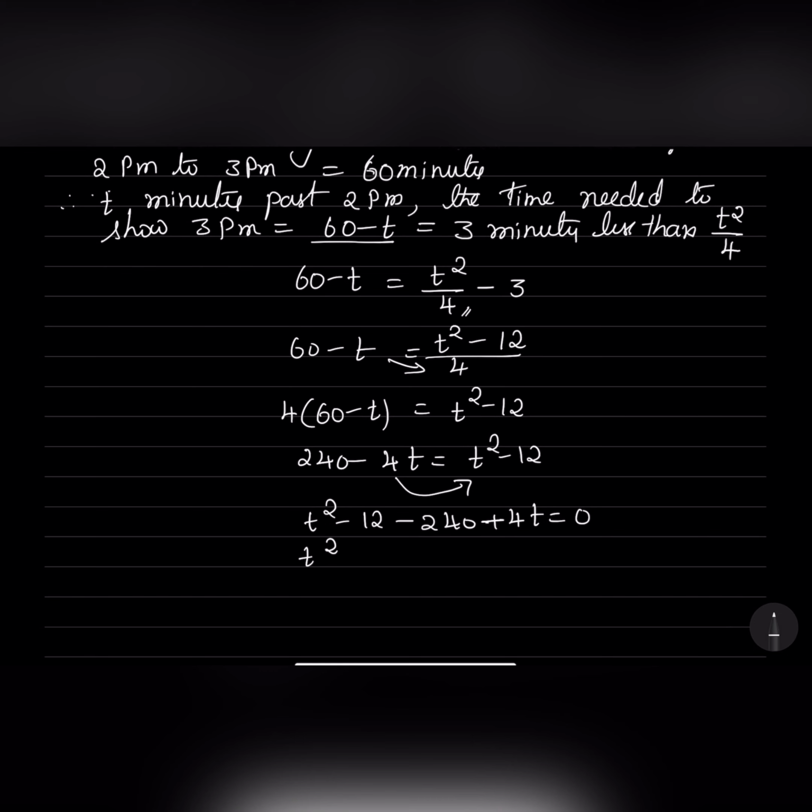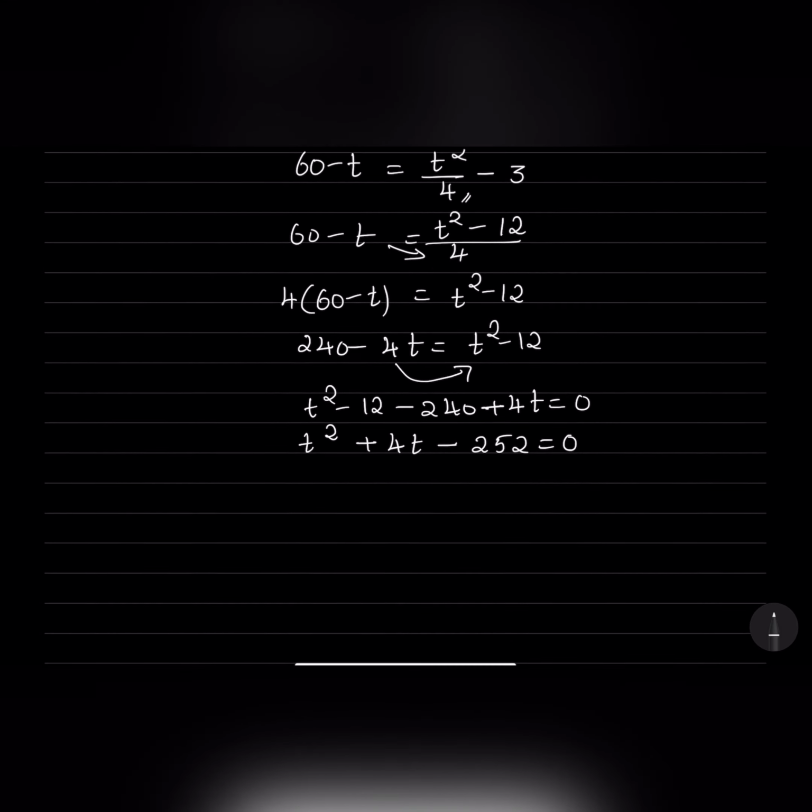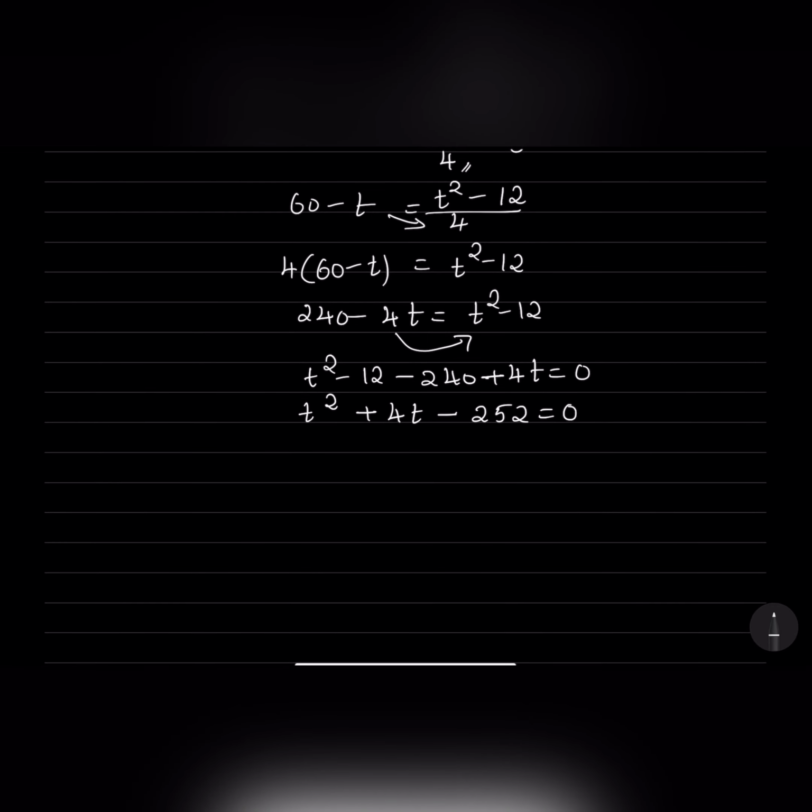If we write down the equation, t square plus 4t minus 252 equal to 0. And now it is left to your choice whether you are taking the formula or splitting the middle term. That's left to your choice. You can do in whichever way you want to. But I will take the formula: a is equal to 1, b is equal to 4, c is equal to minus 252. Let us substitute these values in the formula.